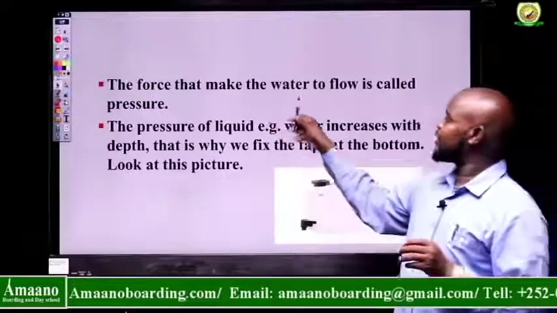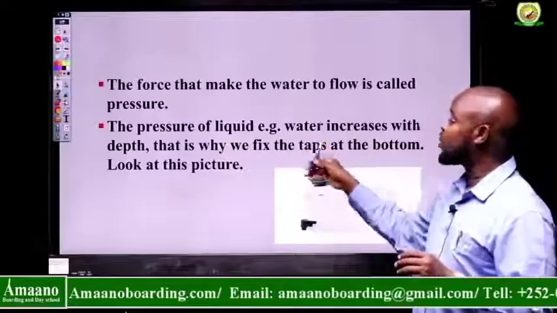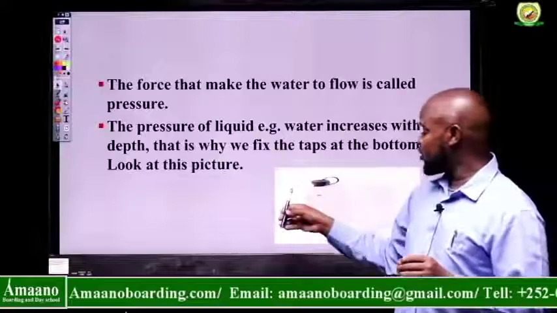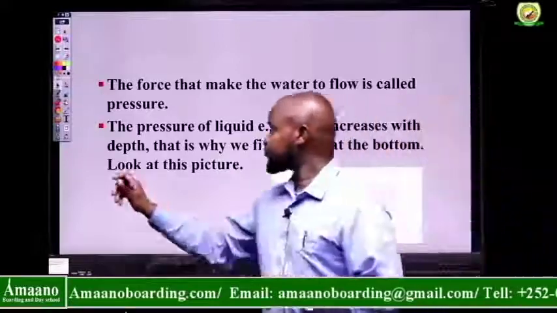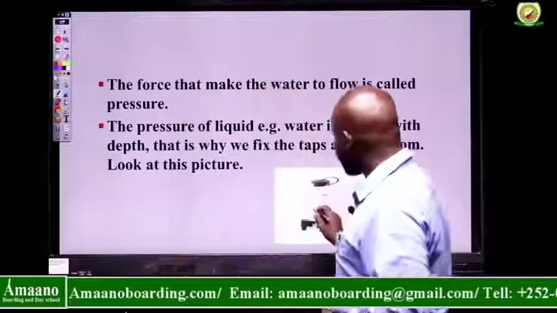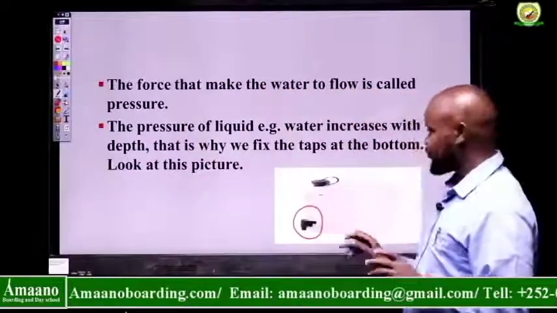The force that makes the water flow is called pressure. The pressure of a liquid, like water, increases with depth. That's why we fix the taps at the bottom. Look at this picture. The tap is down here, not up there, right?